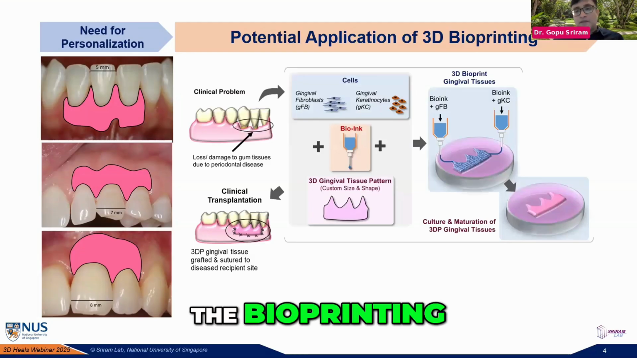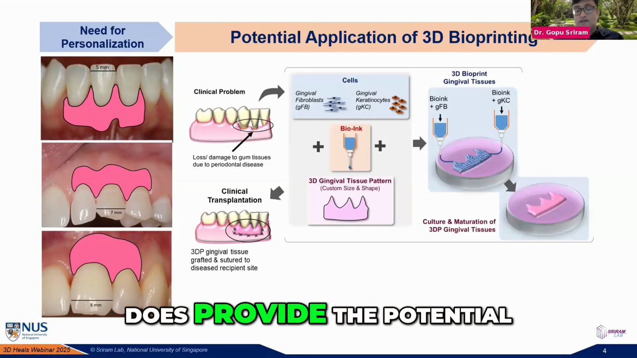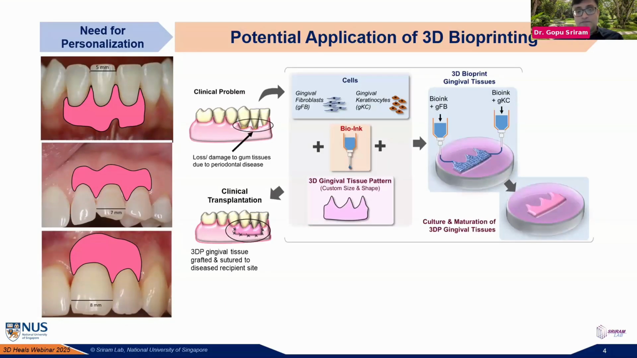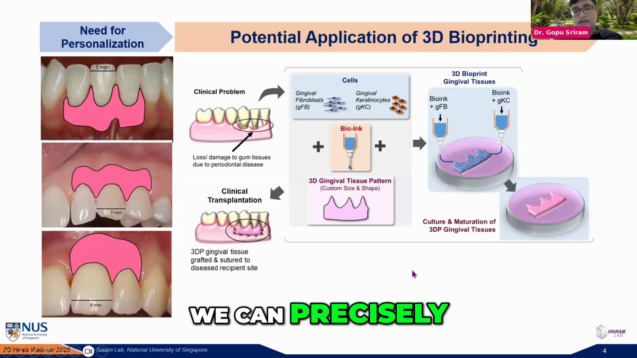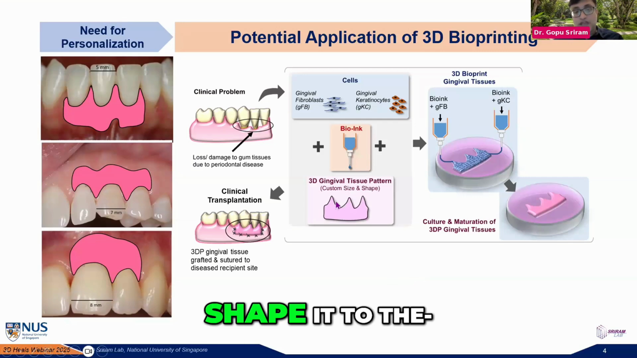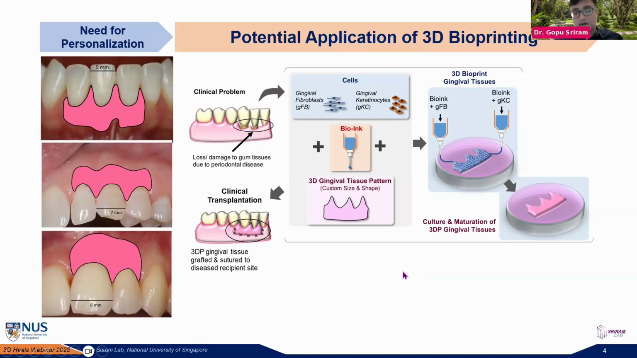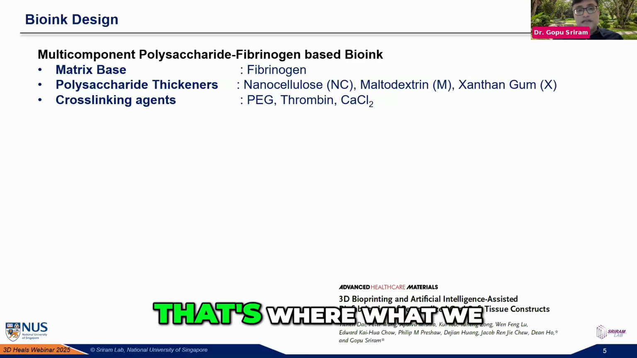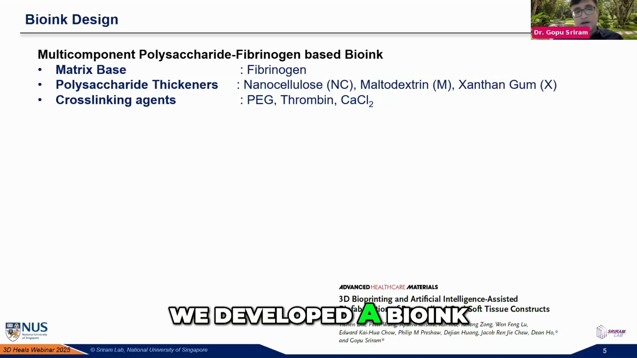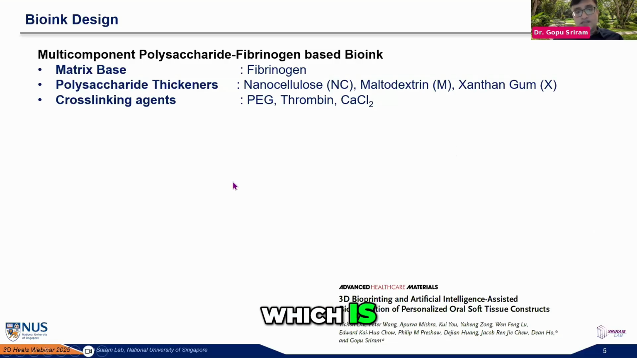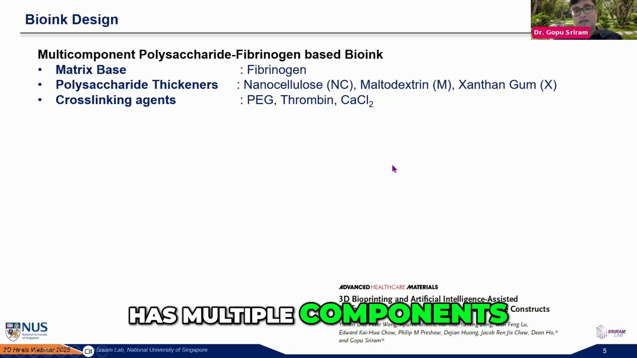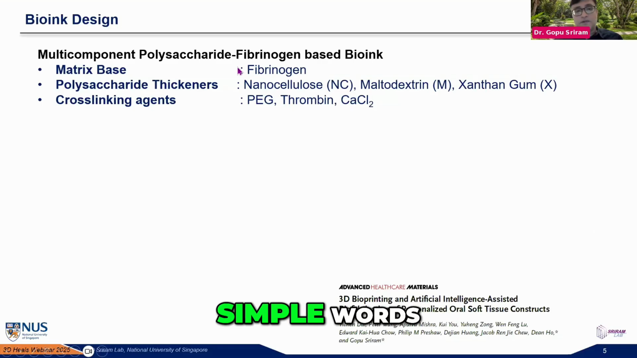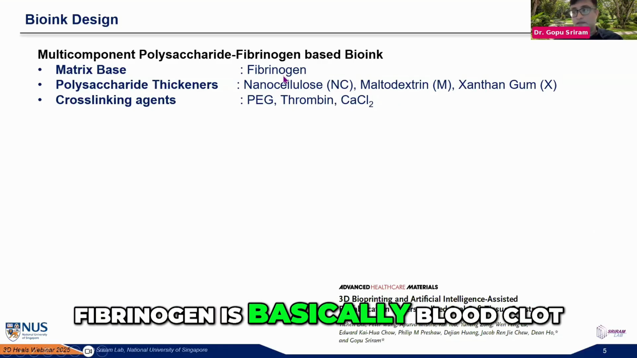So that's where bioprinting does provide the potential to customize the shape of the grafts. With bioprinting, we can precisely shape it to the defect area, and then that can be utilized, right? So that's where we developed a bioink which has multiple components. If we have to break it down into simple words, fibrinogen is basically blood clot.